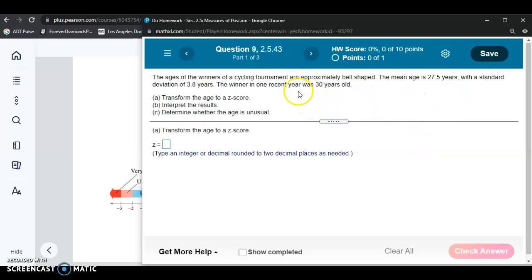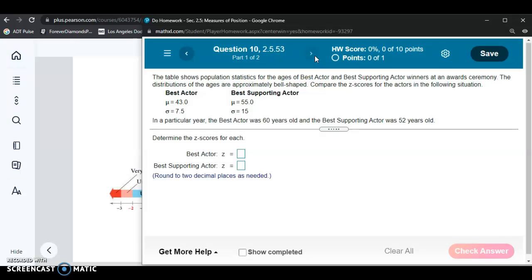The last two questions in the homework for section 2.5, questions 9 and 10, have to deal with z-scores. I'm going to skip question 9 and do question 10. The problem says that the table shows population statistics for the ages of Best Actor and Best Supporting Actor winners at an awards ceremony. The distributions of the ages are approximately bell-shaped, and the problem is asking us to compare the z-scores for the actors in the following situation.